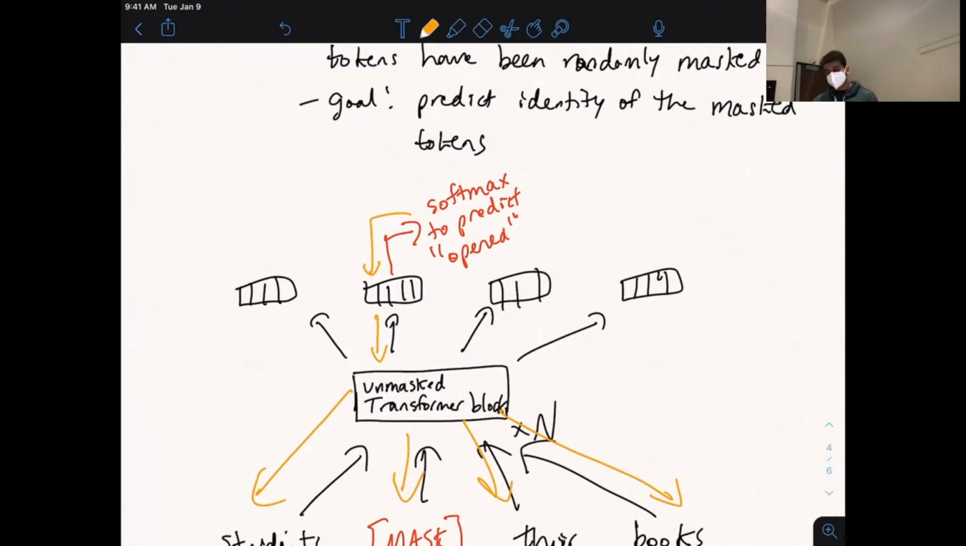So hopefully that's clear. The training for this is, of course, done using the cross entropy loss with the softmax here, just like we saw in language modeling. Everything is the same. I mean, it's called masked language modeling. The only thing that changes is where you're applying the softmax and the fact that you have access to the entire sequence, not just the prefix.